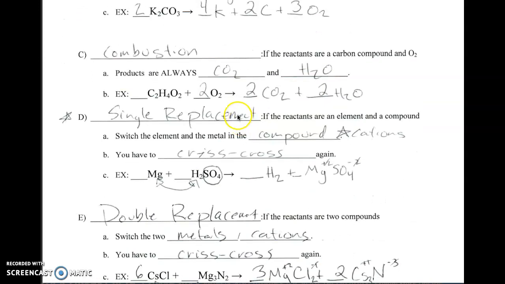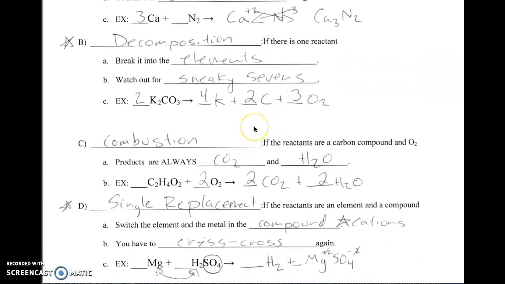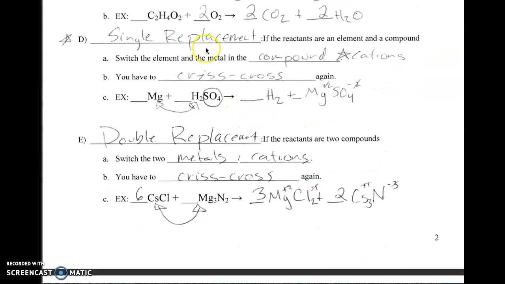Combustion, now the nice thing about combustion is the products are always CO2 and H2O. So if I have a carbon compound that starts with carbon and oxygen, then my products are going to be CO2 and H2O, and then I just have to balance. So that one should hopefully be the easiest one to predict products for. Synthesis and decomp are usually pretty simple for people too. But this single and double is where it gets tricky.